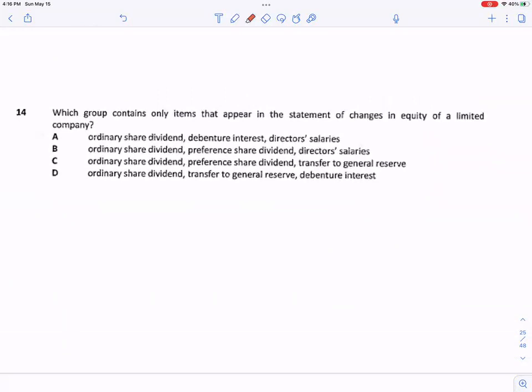Which group contains only items that appear in the statement of changes in equity of a limited company? C. Let's see why others are not there. Debenture interest will not come. Director salary will not come. So the remaining option is C.